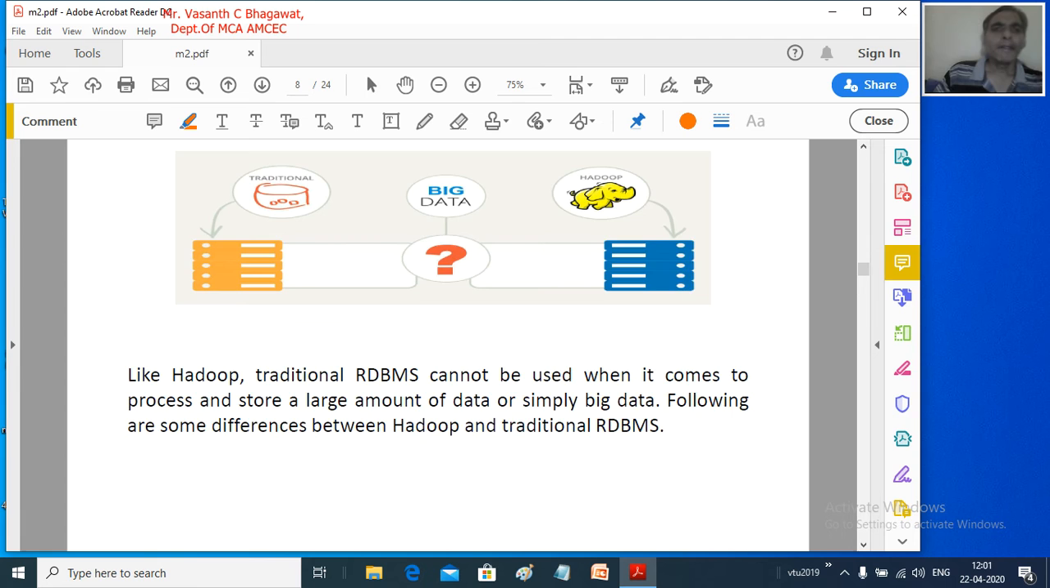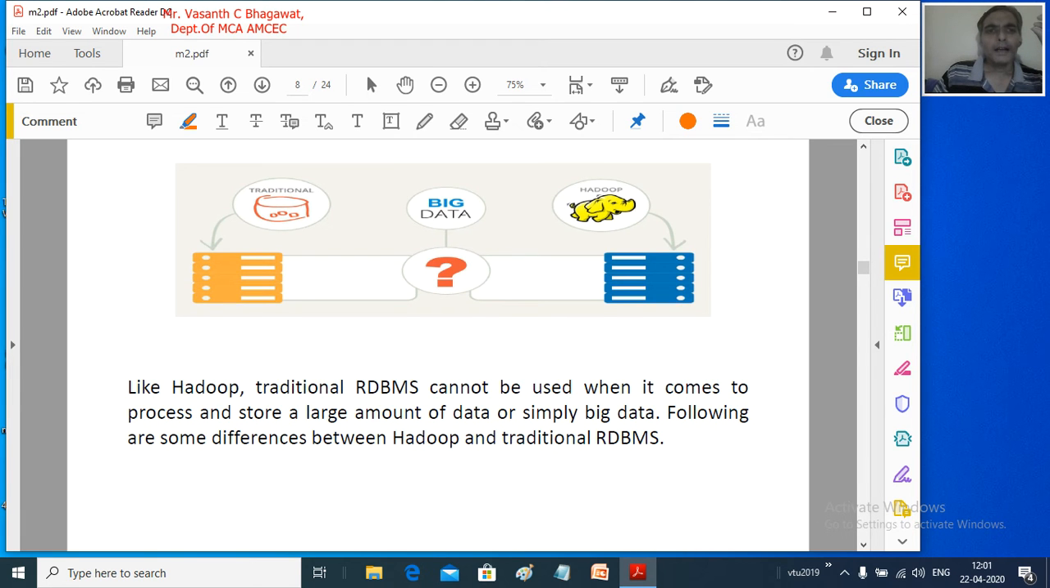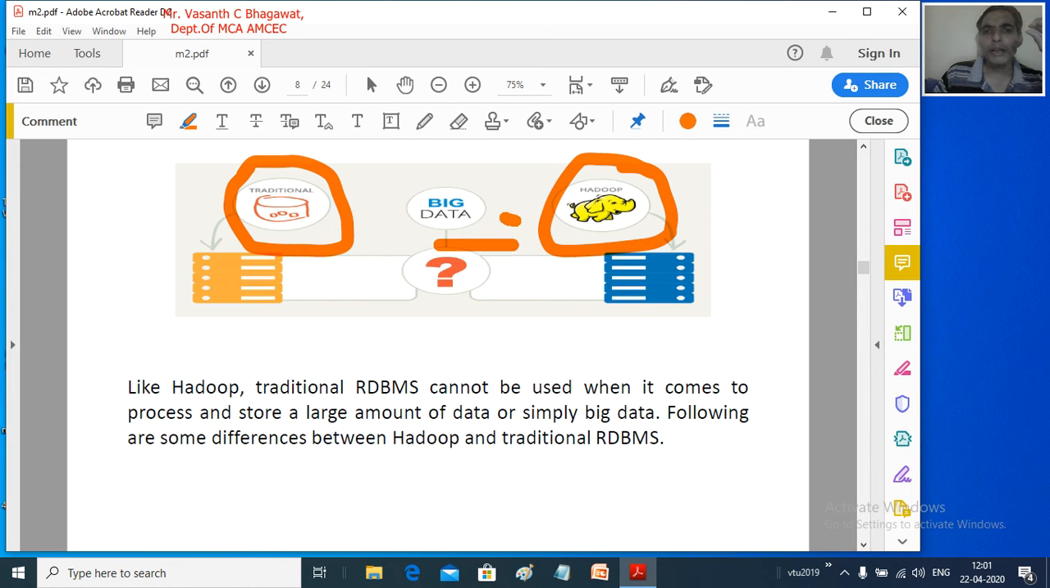Now we will go into the one by one differences between the traditional RDBMS and our Hadoop environment. When we are talking about big data, we go for Hadoop. Why are we going for Hadoop instead of traditional RDBMS? We will find the differences one by one. Of course we have already given material regarding the differences, because this is an important question with respect to the examination. What is the difference between the older approach and the newer approach? You can refer to this transcript also here.